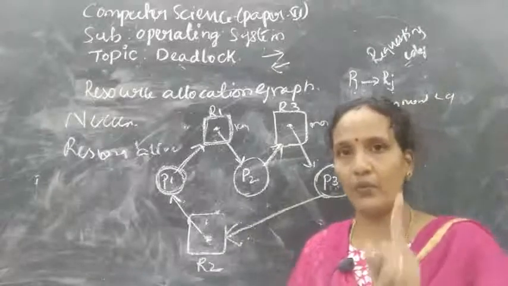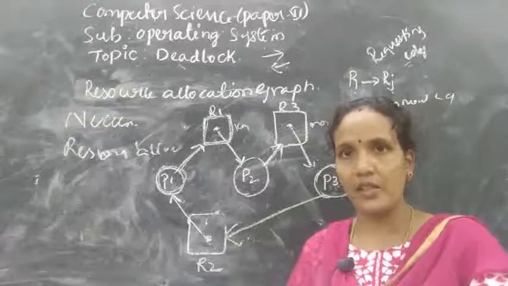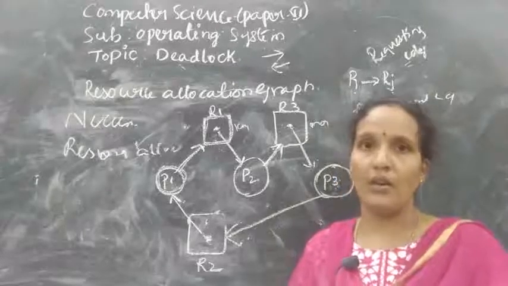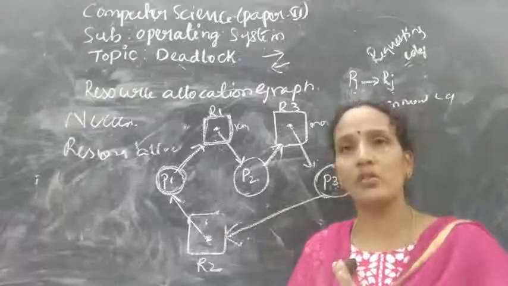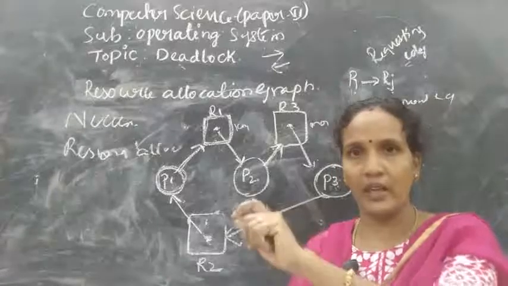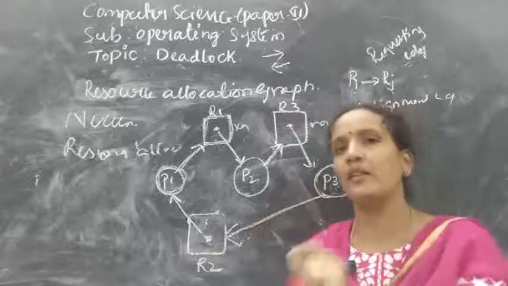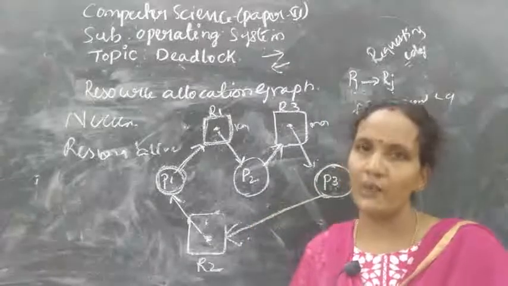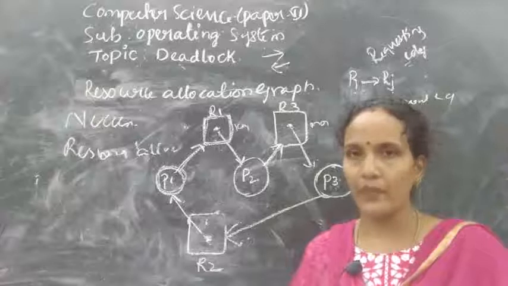If any one of those four conditions is there in that system, then that system is in a deadlock. Or the easy method is the resource allocation graph. You just need to draw the graph and check whether there is a cycle in it or not. If there is a cycle, then blindly you can say that it is a deadlock. Okay, I hope you all understood.